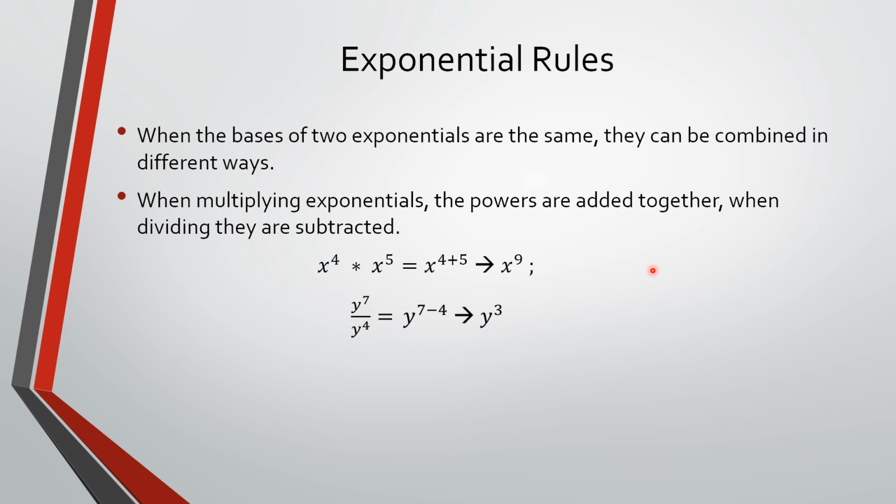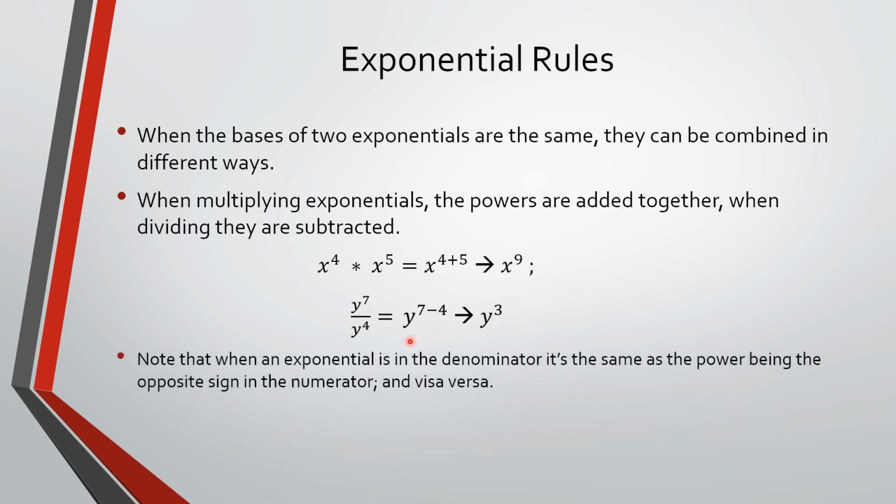When we're dividing, okay, it says when dividing, they are subtracted, and they're subtracted in this fashion. The numerator, which is y to the 7, is subtracted, which the power is 7, is subtracted from the denominator, which the power is 4. These are both y, the bases are the same, so we can use this rule. So y equals 7 minus 4, which is y to the 3rd, okay?